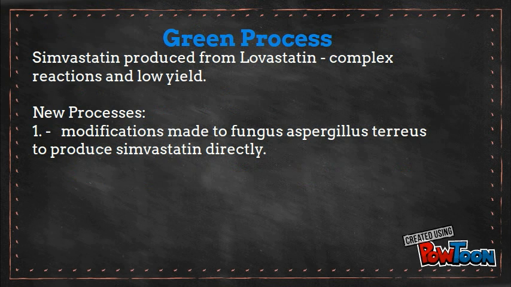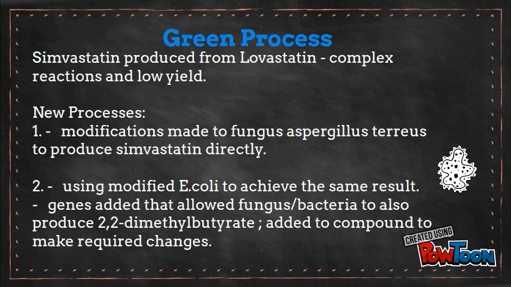In the past, simvastatin was produced from another drug called lovastatin using complex synthetic reactions that produced a relatively low yield. To fix this, modifications were made to the fungus Aspergillus terreus, which was used to produce lovastatin, to allow it to produce simvastatin directly. Another method was also invented using modified E. coli bacteria to achieve the same result. This was done by adding genes that allowed the fungus or bacteria to also produce 2,2-dimethylbutyrate, which was added to the compound in order to make the required changes.